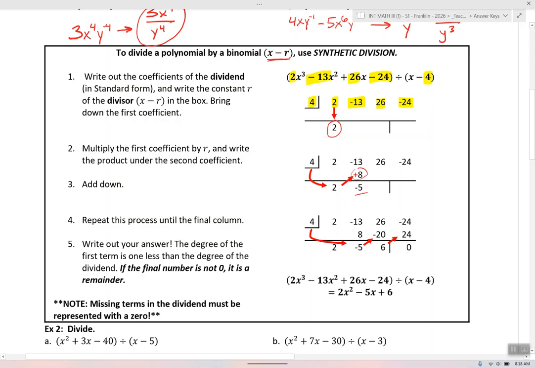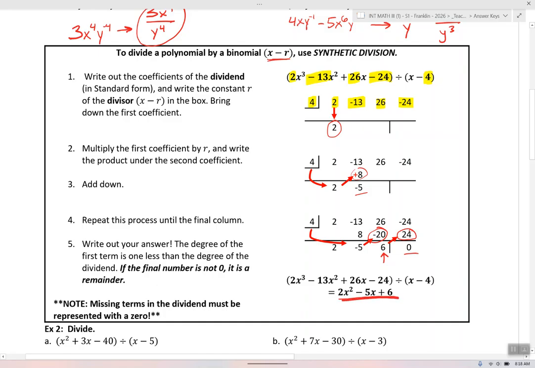And then we just repeat that. Negative 5 times 4 is negative 20. That goes here. And then we add. 6 times 4 is 24. That goes here. And then we add and get 0. And then our answer, these are the coefficients of the answer polynomial. So we just write that out, starting with the constant, which is the last, second to last number here. The degree of the first term is 1 less than the degree of the dividend. So here we start with 2x squared minus 5x plus 6.